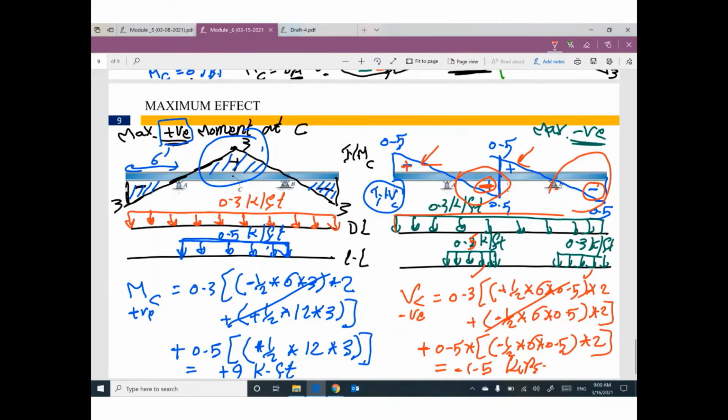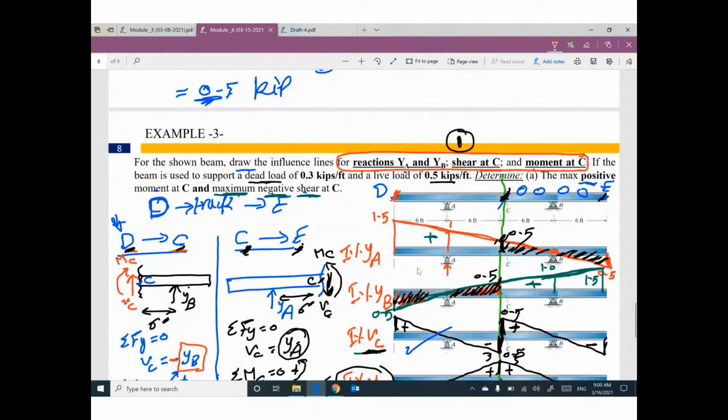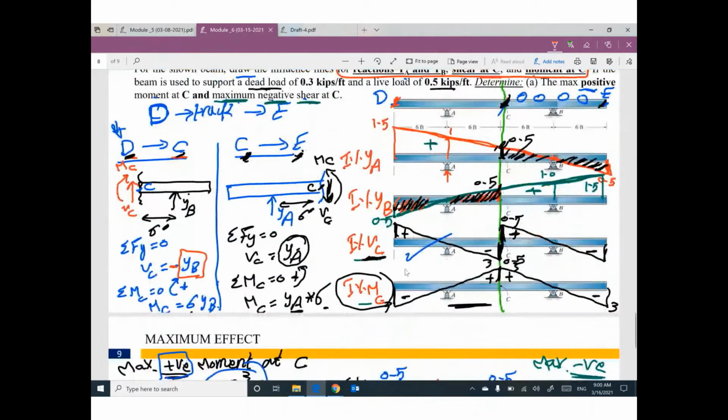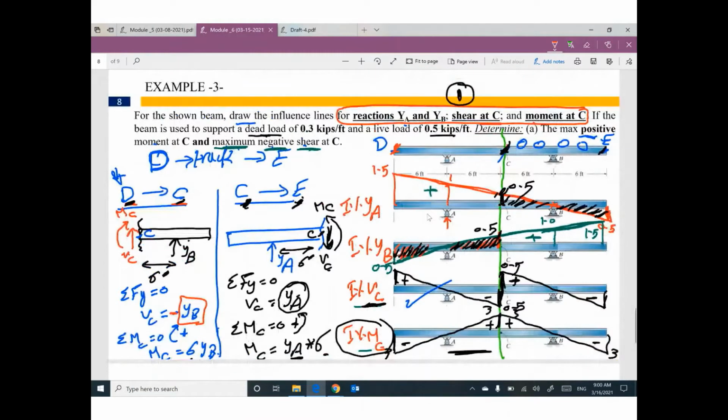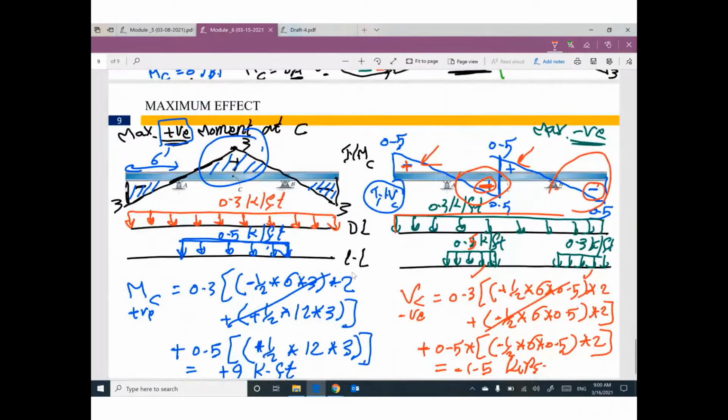So finally, I have a bridge. I can draw the influence line for reactions, the influence line for shear, and the influence line for moment at point C. This bridge has live load equal to 0.5 kip per foot and dead load equal to 0.3 kip per foot. Where can I put the distribution of dead load and live load to get the maximum positive effect at C, moment at C, and maximum negative shear at C? Based on the diagram that you draw, I can figure out dead and live. For dead, I don't have a choice.